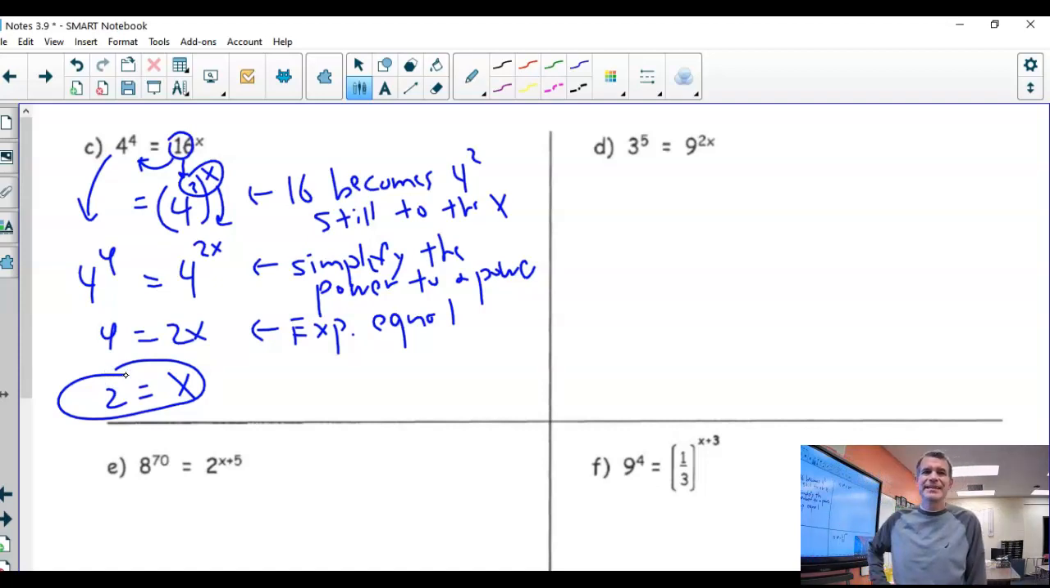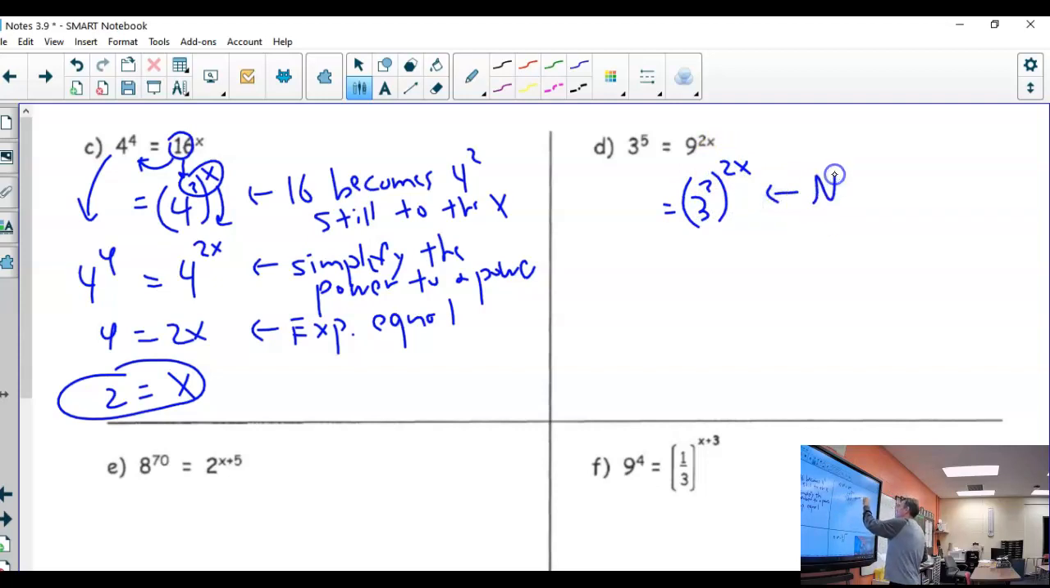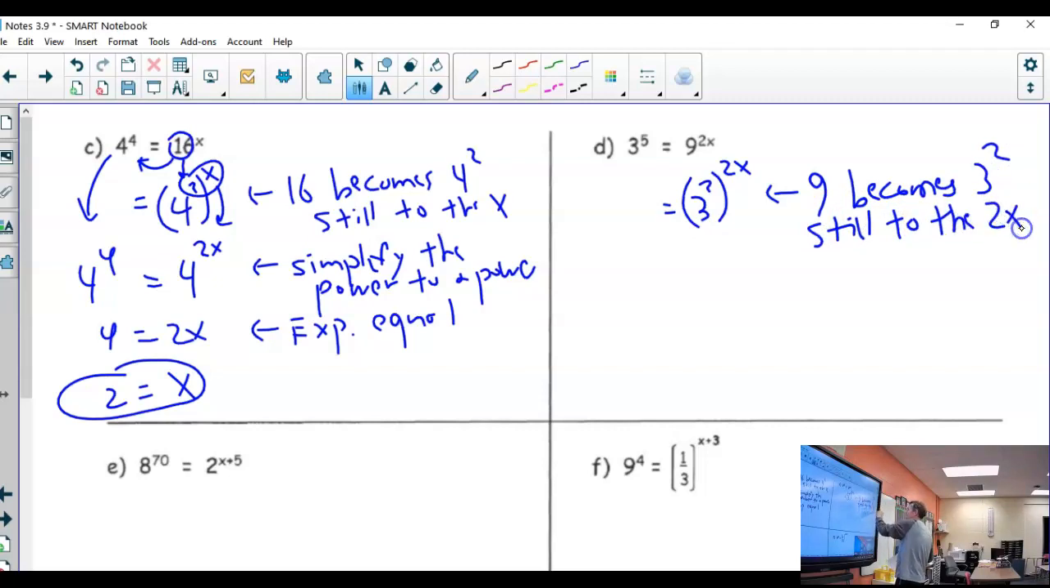How about letter D? Letter D, fairly easy, right? What do you think we're going to do with that 9? Well, of course we are. The 9 is going to be rewritten as 3 squared. 9 becomes 3 squared, still to the 2x.